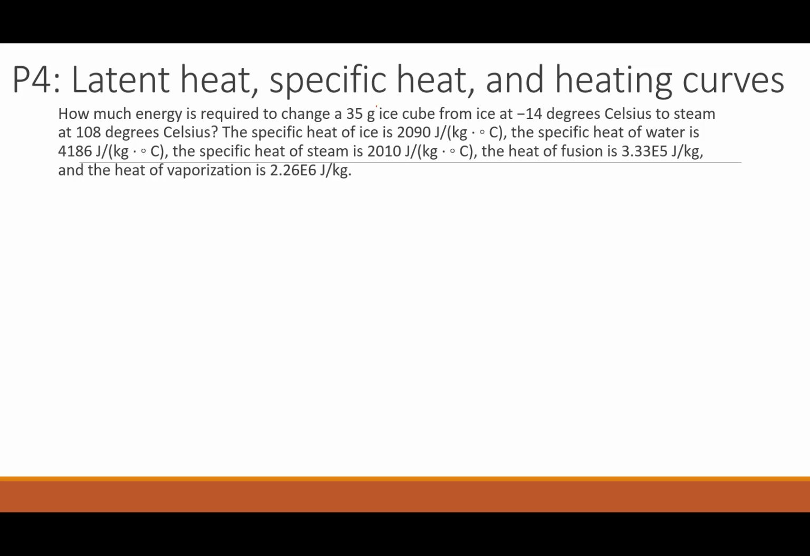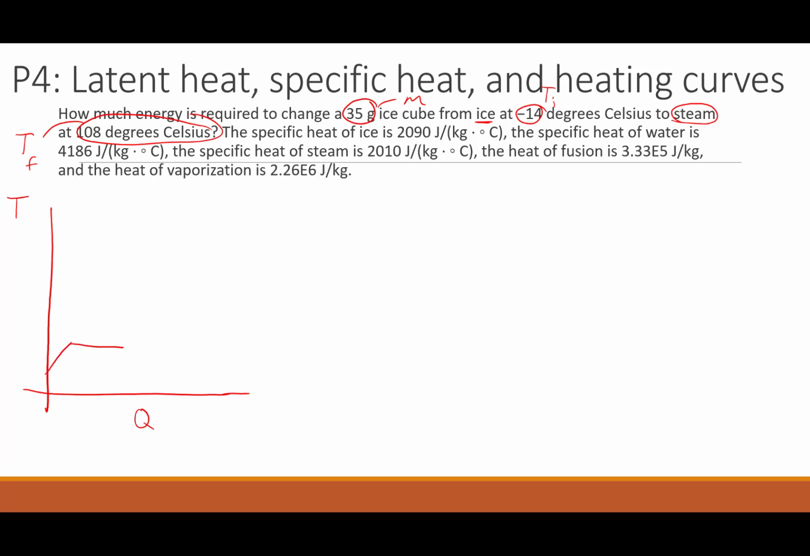So, first of all, let's identify variables. We're given the mass. We're given the initial state of matter, ice, and the initial temperature. We're given the final state of matter and the final temperature. So let's sketch out our heating curve for this substance. It is water, so that's nice and lucky. Temperature against heat. It's always going to be a slope and a plateau, and a slope and a plateau, and another slope.